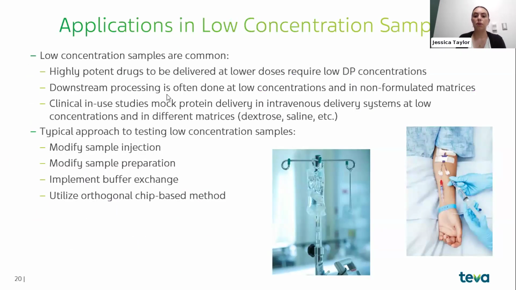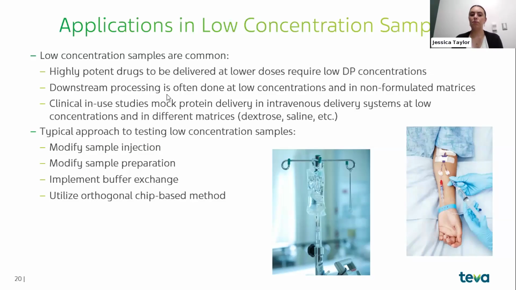So we also want to look at the potential for native fluorescence detection with low concentration samples. Low concentration samples are fairly common due to highly potent drugs that need to be delivered at lower doses, requiring lower DP concentrations. Some molecules also have downstream processing occurring at low concentration and in non-formulated matrices. We also have clinical in use studies which mock protein delivery in intravenous delivery systems at low concentrations and in different matrices, such as dextrose and saline.